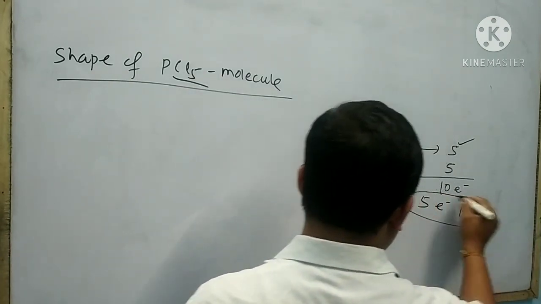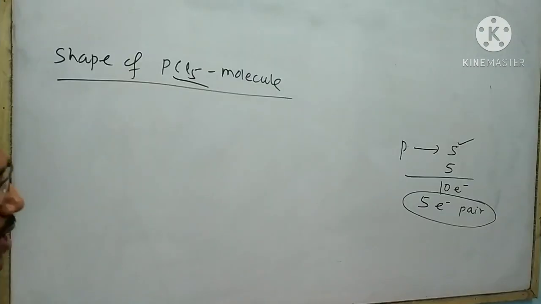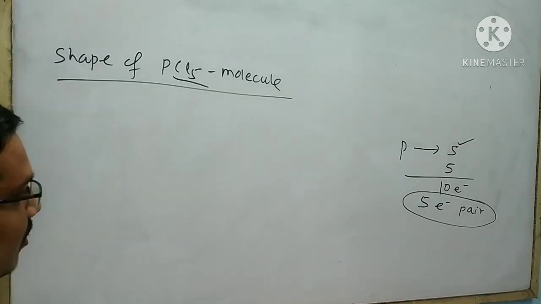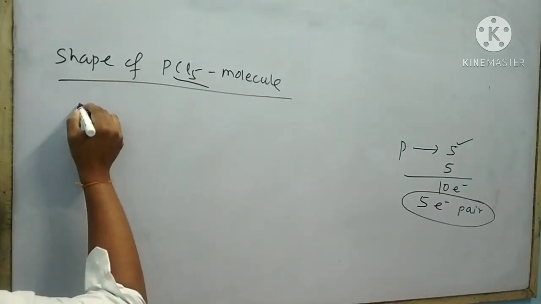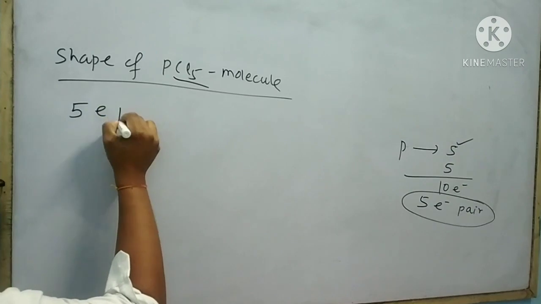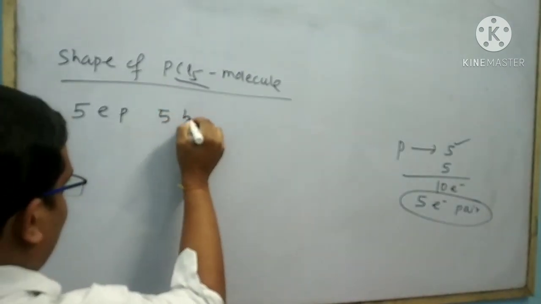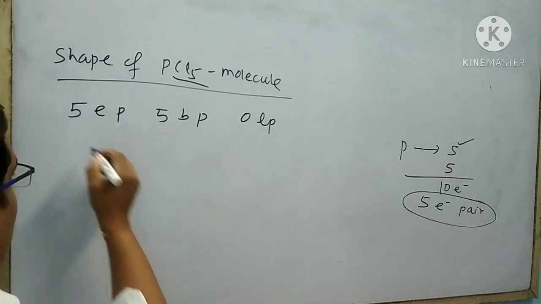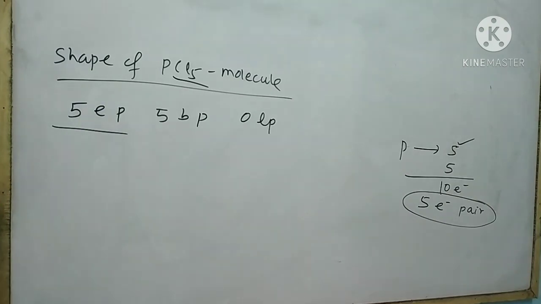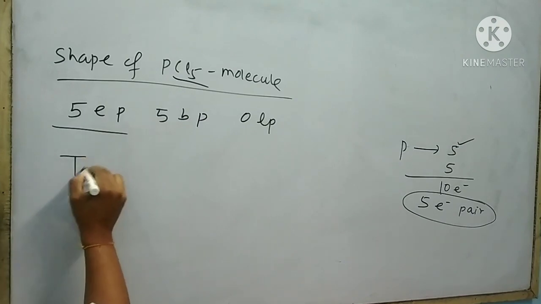Among the 5 electron pair, all are bond pair because here 5 chlorine atoms are attached to the phosphorus atom. There is no lone pair. It is concluded that there are 5 electron pair present. Among the 5 electron pair, all are bond pair. There is no lone pair. Since there are 5 electron pair, the geometry of PCl5 molecule is trigonal bipyramidal.